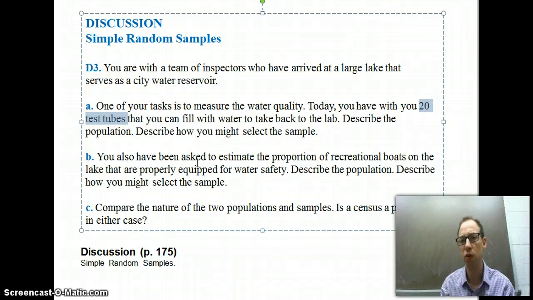Certainly we would not be able to test the water quality of every ounce of water in the lake, which is why we would do a sample. And in most cases, a census is rarely feasible when we're looking at any kind of large body in nature or humanity, sociology. Samples are much more practical.